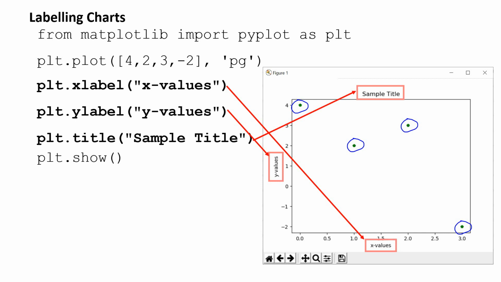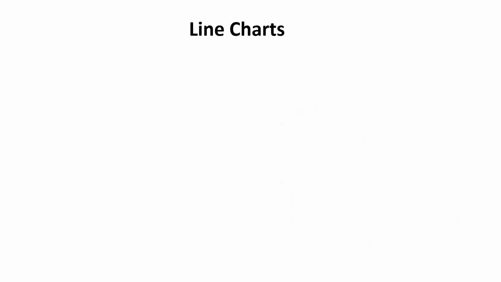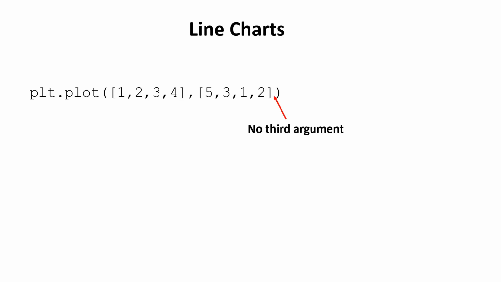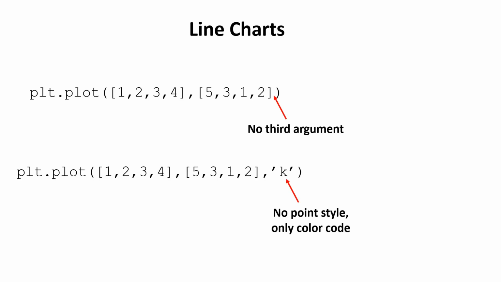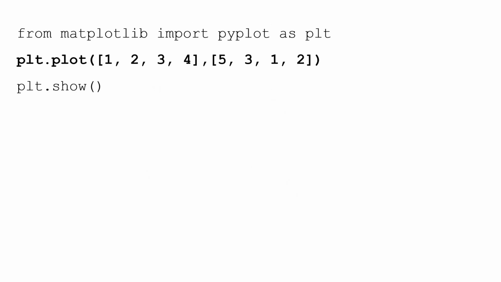Line charts are also plotted using the plot function only. Let us see how. If the plot function is used with 1 or 2 lists or tuples as parameters and no point style specifier like this or like this, then the plot function joins consecutive points with lines to produce a line chart. Let us see an example. Observe the plot function in this code. It has only 2 lists as arguments and there is no third argument. So this will produce a line joining these points.